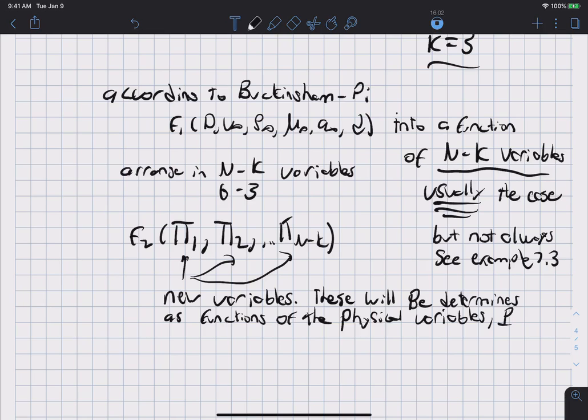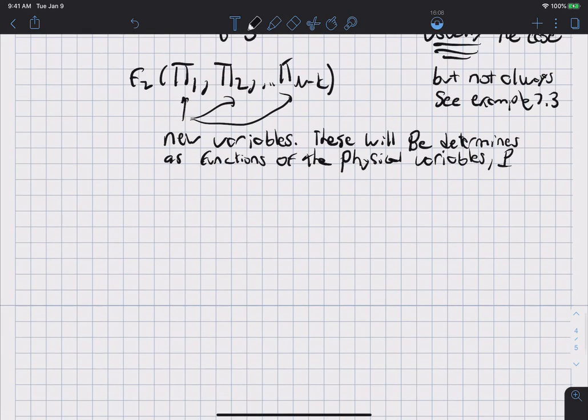And how we go about finding pi 1, pi 2, and pi 3, again, this Buckingham Pi Theorem is going to seem crazy and abstract and weird at first, but it is literally one of those things where if you do it once or twice, you'll start to get the hang of it. It is much harder to explain than it is to actually do. So how do we find these new pi variables?